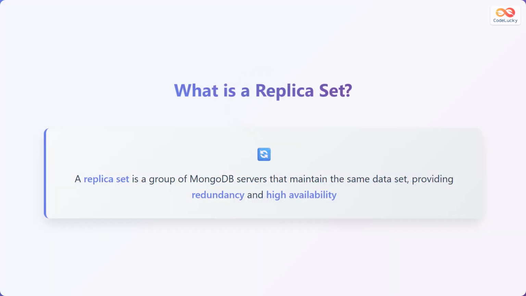So, what exactly is a replica set? Simply put, a replica set is a cluster of MongoDB servers designed to maintain an identical data set. This setup is crucial because it provides both redundancy, meaning your data is duplicated across multiple servers, and high availability, ensuring your application remains operational even if one server fails.